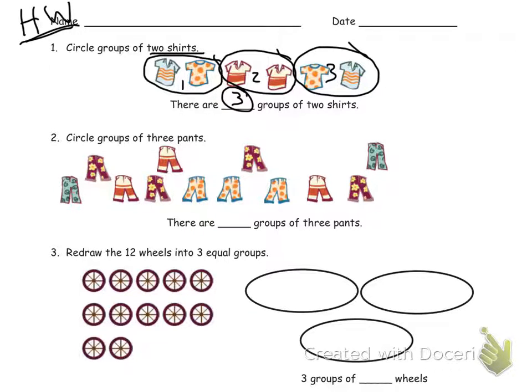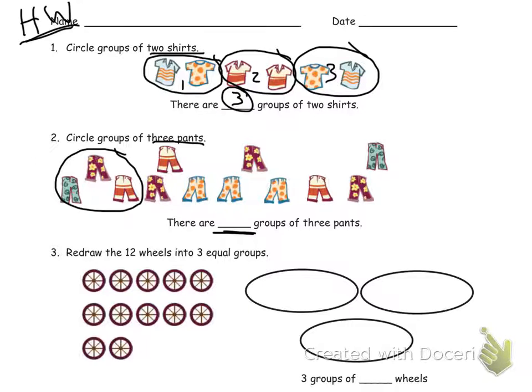For problem number 2, it looks like it's very similar again. It's a circle groups of 3 pants. So 3 pants. And then you would come in and just circle groups of 3, and then how many groups do you get, right? And so you would fill that in right here. So you could say there are blank groups of 3 pants.